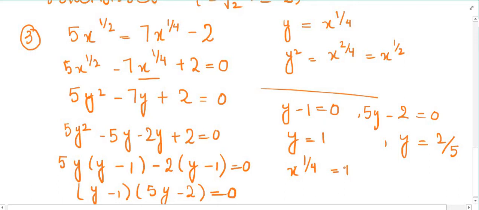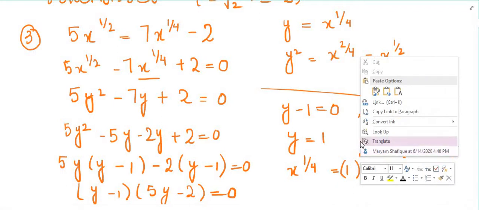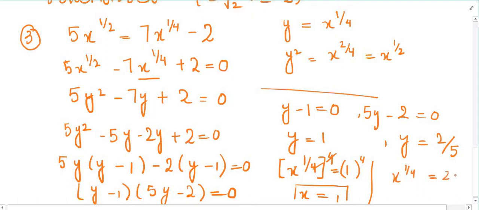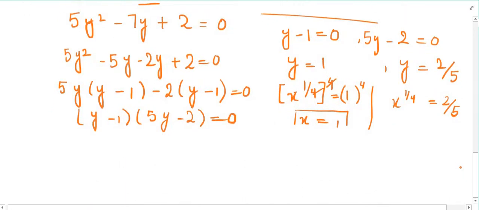If I take the fourth power on both sides of this equation, then what it is, x equals 1. So the first root is this, and x^(1/4) equals 2 by 5. Also take the fourth power on both sides for this.